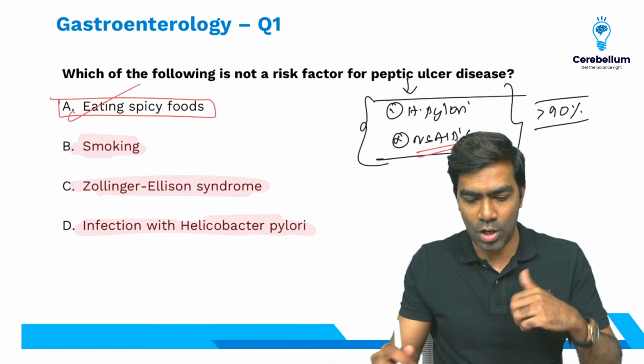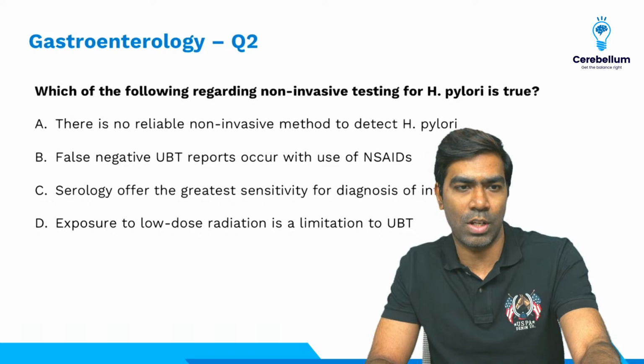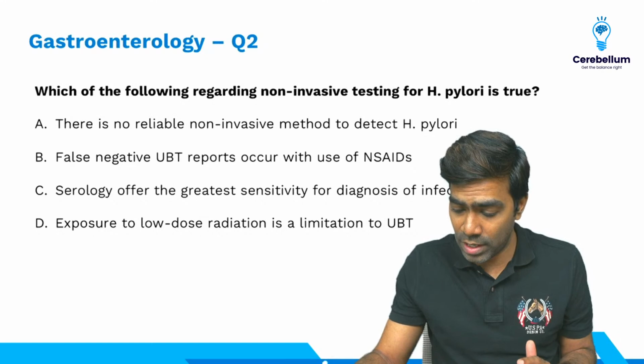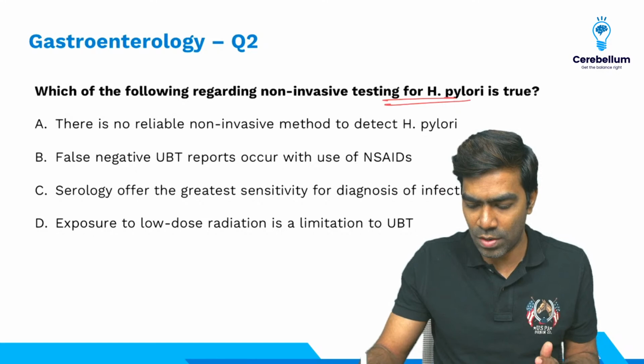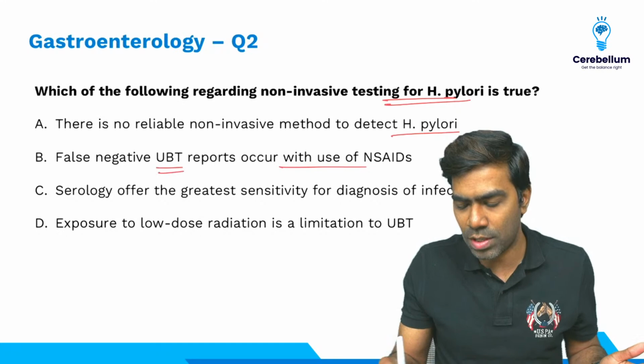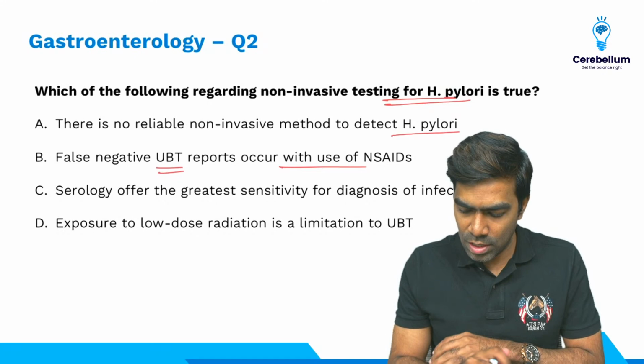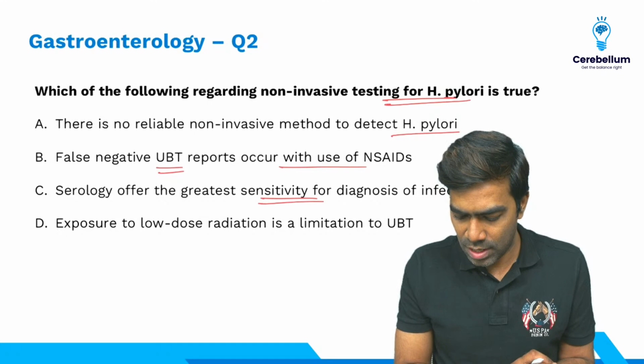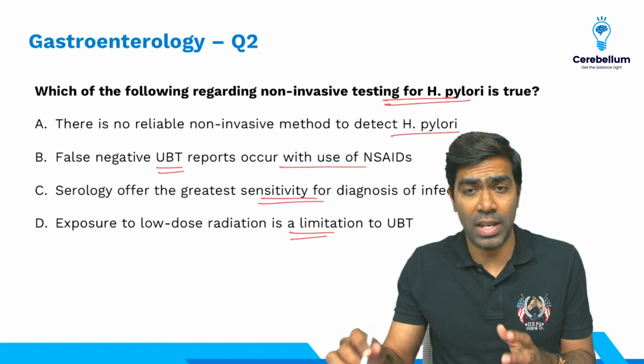So it's a simple one, but I don't know why many of you got it wrong. Which of the following regarding non-invasive testing of H. pylori is true? Option A, there is no reliable non-invasive method to detect H. pylori. B, false negative urea breath test reports occur with use of NSAIDs. C, serology offers the greatest sensitivity for diagnosis of infection. And D, exposure to low-dose radiation is a limitation of urea breath test. Again, every single statement is based on Harrison, completely Harrison-based.